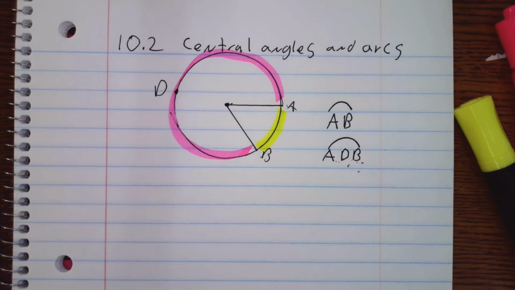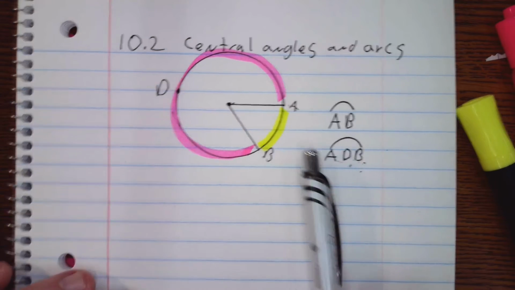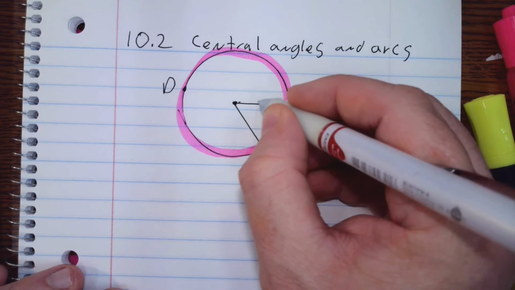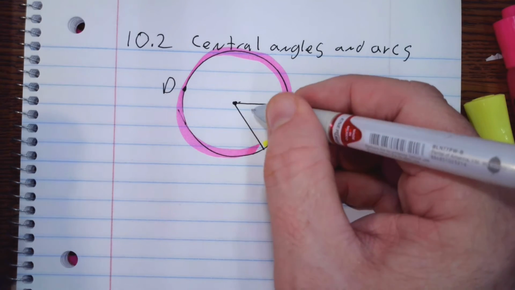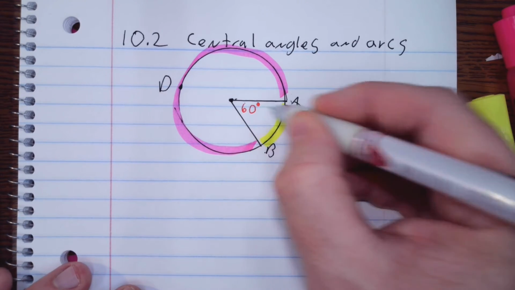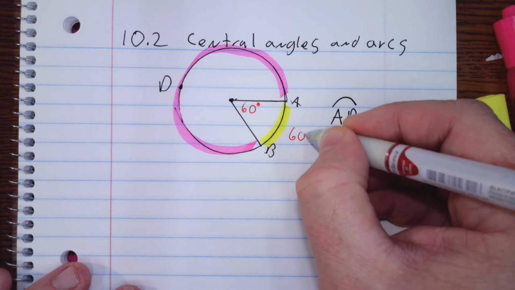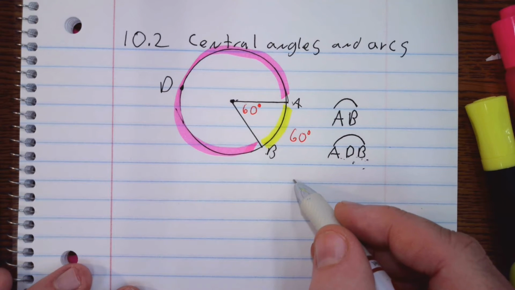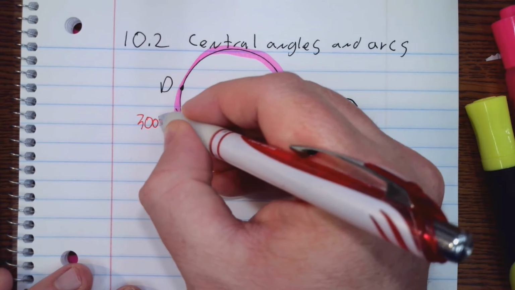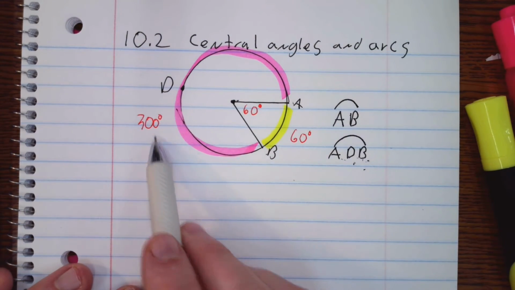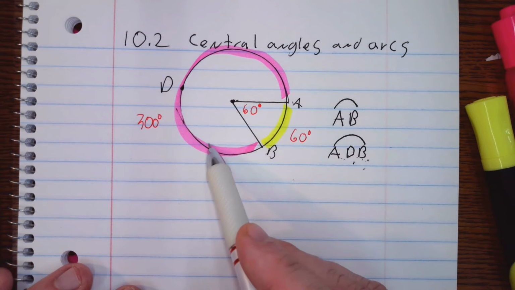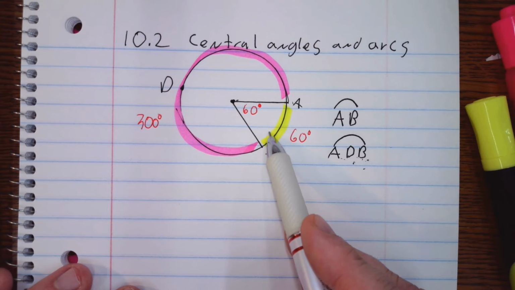Okay, measuring a minor arc. Well, the minor arc is going to be whatever the central angle is. So if the central angle, let's call this one, is probably about 60 degrees, that means that this arc is also 60 degrees. What's the major arc going to be? Is it going to be 300 degrees? Yeah, it's going to be 300 degrees, because all the way around a circle is 360. And if you add the major arc to the minor arc, you're going to get the whole circle.